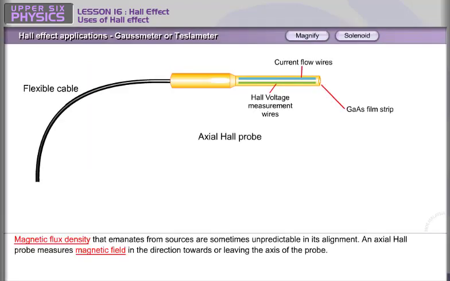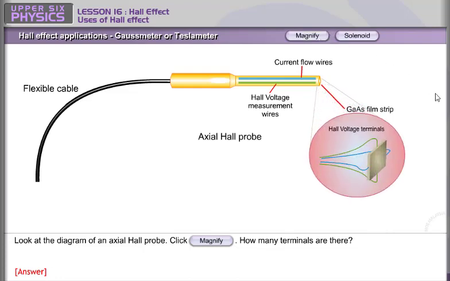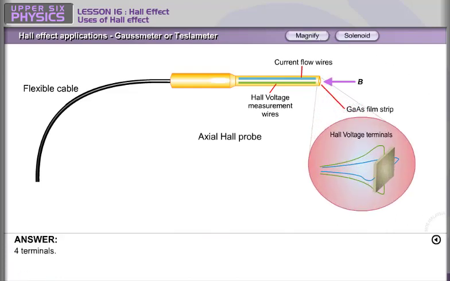Magnetic flux density that emanates from sources is sometimes unpredictable in its alignment. An axial Hall probe measures magnetic field in the direction towards or leaving the axis of the probe. Look at the diagram of an axial Hall probe. Click the Magnify button. How many terminals are there? Answer: 4 terminals.